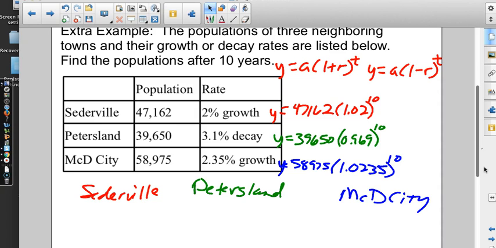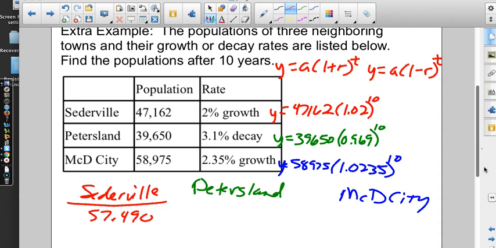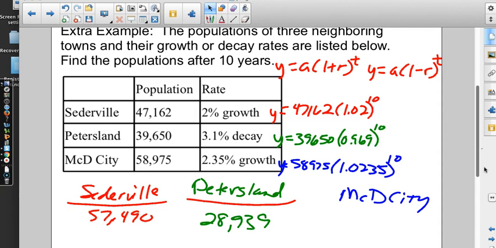So that's up to, and this is people, so we're not going to say we have 0.21 of a people. That doesn't make any sense. So we're going to say that that's about 57,490 people. Growing. Not huge, but it's growing. Petersland, 39,650 times 0.969 to the 10th. And they are down to 28,900 and about 39 people.